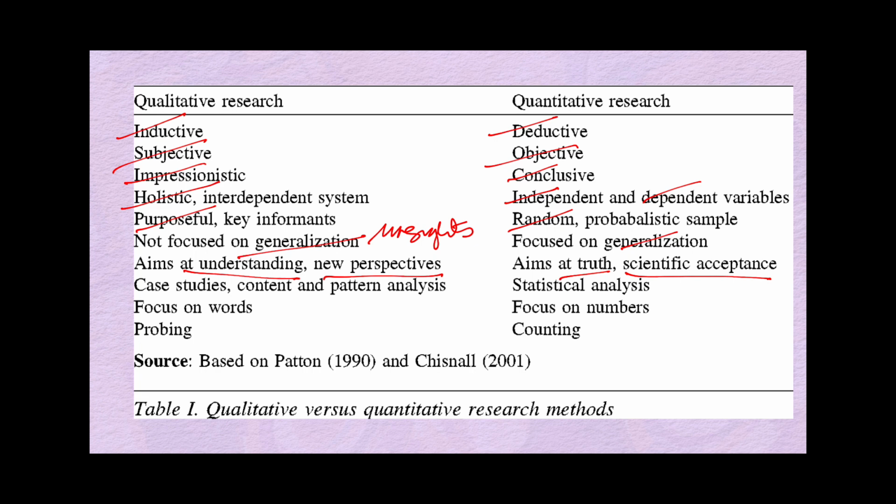Now, for qualitative research, we do case studies, phenomenologies, ethnographies, content and pattern analysis. But for quantitative research, when we analyze, we use statistics. For qualitative research, we focus on words, we focus on visuals, we focus on experiences, right? But for quantitative research, we focus on numbers and measurements. For qualitative research, we probe. But for quantitative research, in order for us to describe a certain phenomenon or construct, we count.